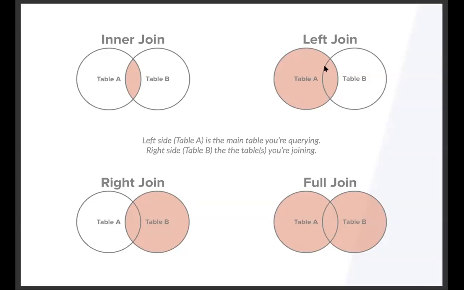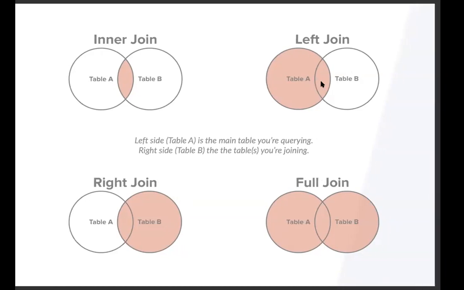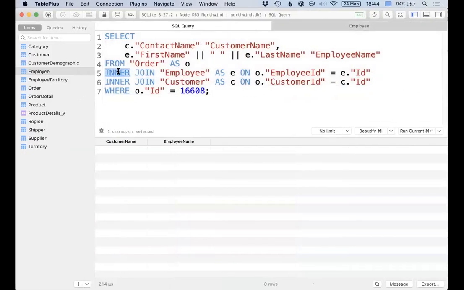Now we've also got a left join, which returns all rows in table A, even if the joining table, or table B, doesn't have any matching rows for the join. It'll just have a null value for all of those empty columns. Let's change our join to a left join and see if it makes a difference. So if we come here and change our inner join for employee to a left join, you'll see in that case, we actually get a result again.